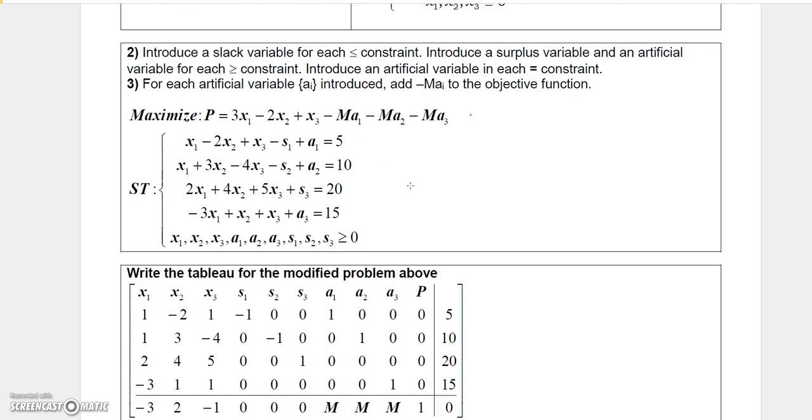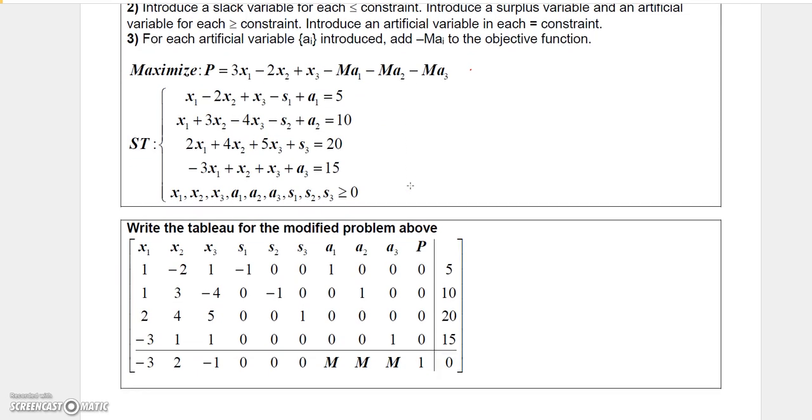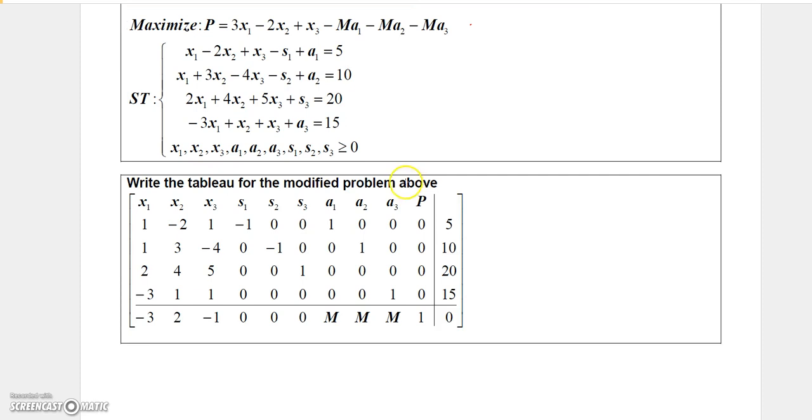Well, now we can actually take that modified problem and put it in a simplex Tableau. And we've got a lot of variables here, so let's put a column for each variable. We have an x1 variable, an x2 variable, an x3 variable, an s1 variable, an s2 variable, an s3 variable. We have an artificial variable 1, artificial variable 2, artificial variable 3, and of course we have p.